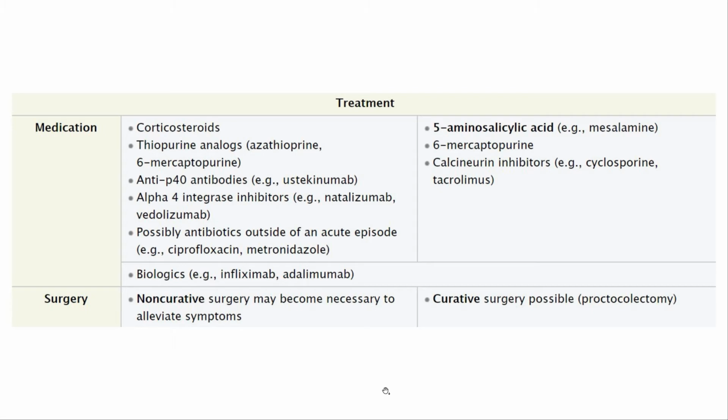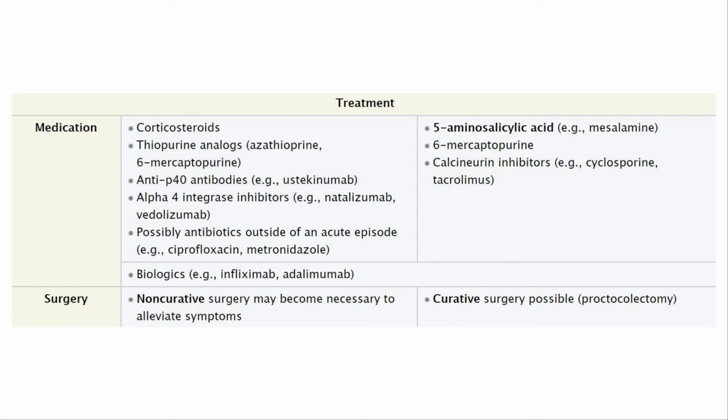The treatment, obviously you don't need to remember this, but basically in an acute flare you can use anti-inflammatories like corticosteroids, but in the long term you want immune system modulating drugs or other forms of drugs like 5-aminosalicylic acid, 5-ASA. These are basically just anti-inflammatories that can be given rectally but also orally to dampen down the inflammation. There are some biological drugs against TNF-alpha, and then surgery can be quite a big component to IBD.